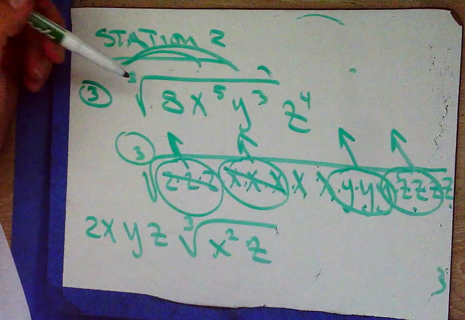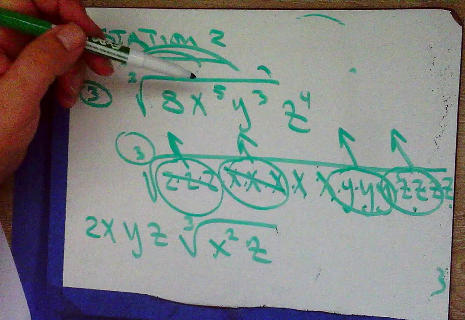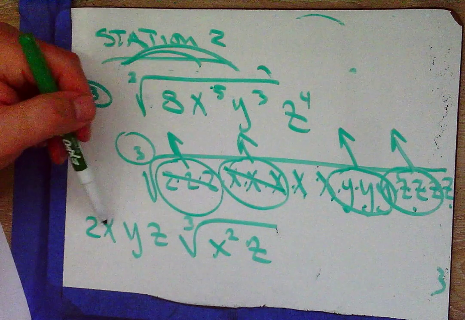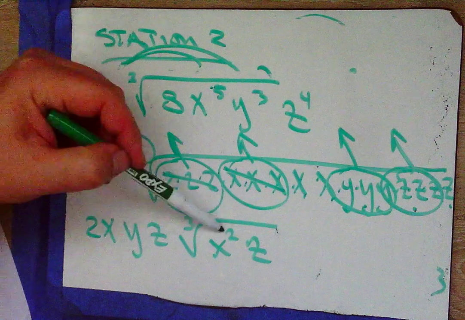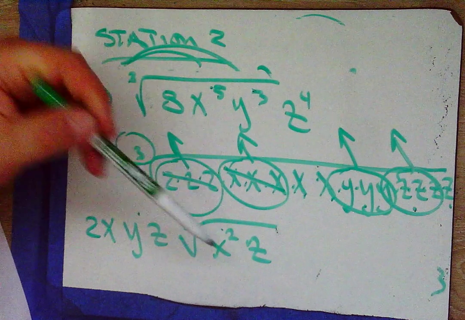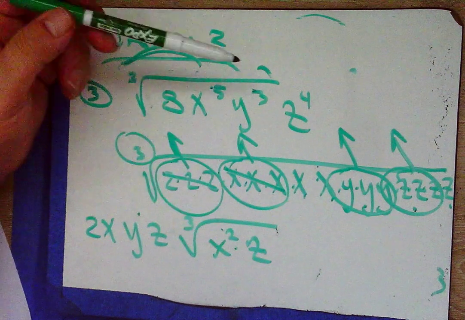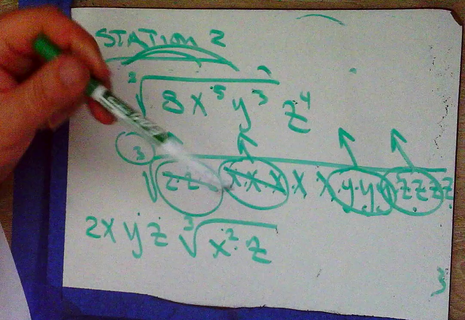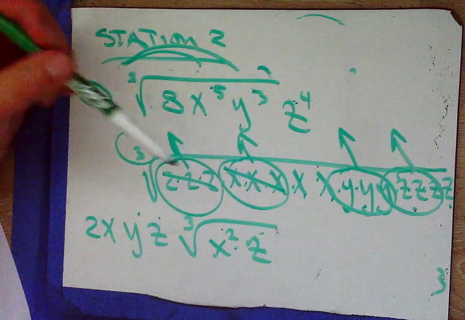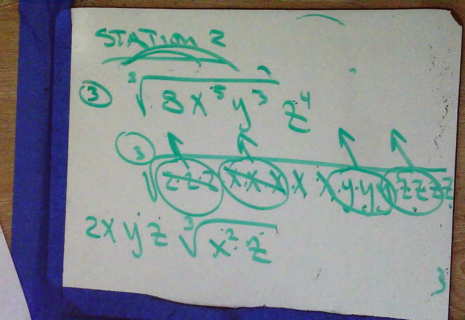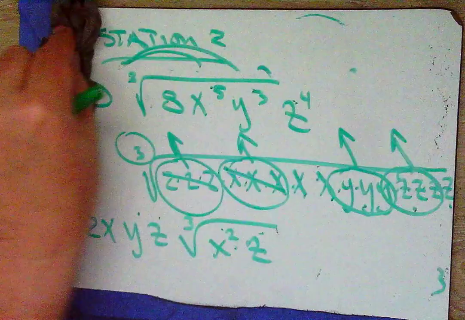Now, how did I do it so fast? Well, I said cube root, and so 3 goes into 5 once with 2 left over. And I said 3 goes into 3 once with none left over. And I said 3 goes into 4 once with 1 left over. So yeah, I can take care of this that way as well. Okay, there's problem 3. What about problem 4?